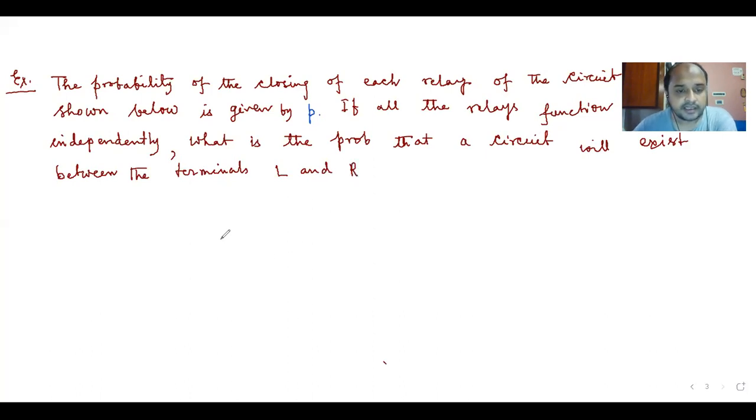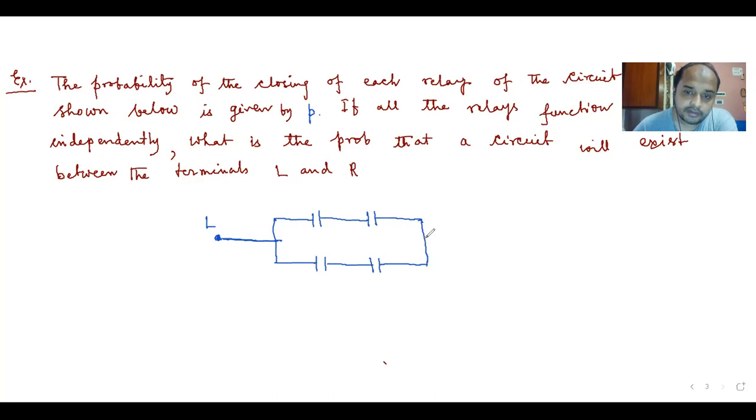Very simple circuit I'm drawing. This is the terminal L, and this is relay number 1, this is relay number 2, this is relay number 3, and this is relay number 4, and this is your terminal R. So we can rename the relays as 1, 2, 3, and 4. What are relays? You are from the electronics branch, so you probably know the meaning of a relay. A relay is nothing but an electrically operated switch.